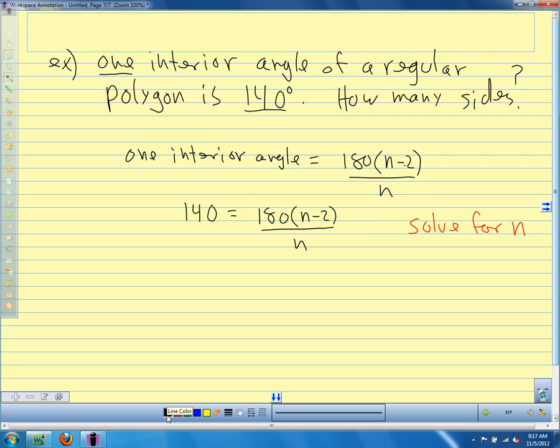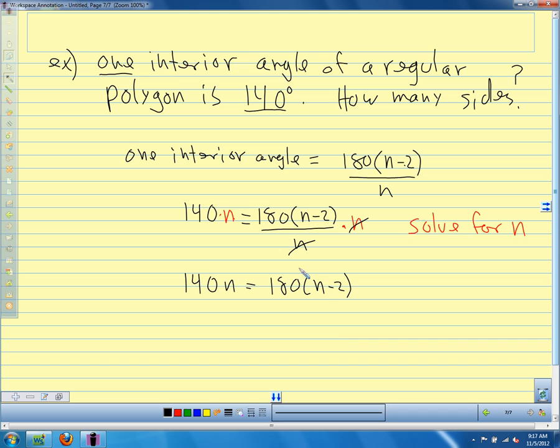So what do I have to do first here to solve for n? What's our problem? We have n here in the denominator. We don't want it in the bottom here. We want it in the top. So I'm going to multiply both sides by n. So I'm multiplying both sides by n, and these n divided by n just gives me 1. So I get 140n equals 180 times n minus 2.